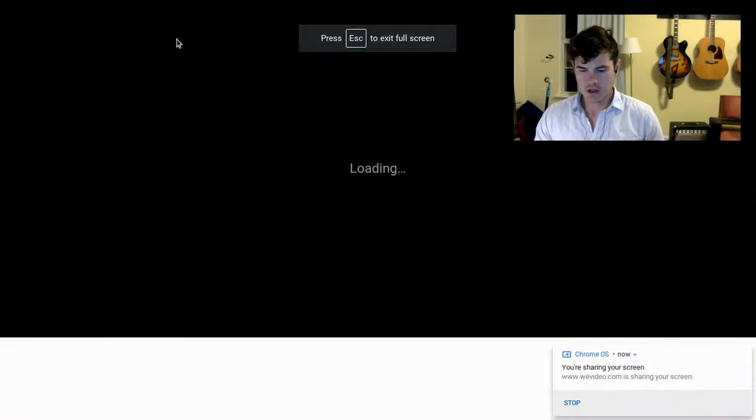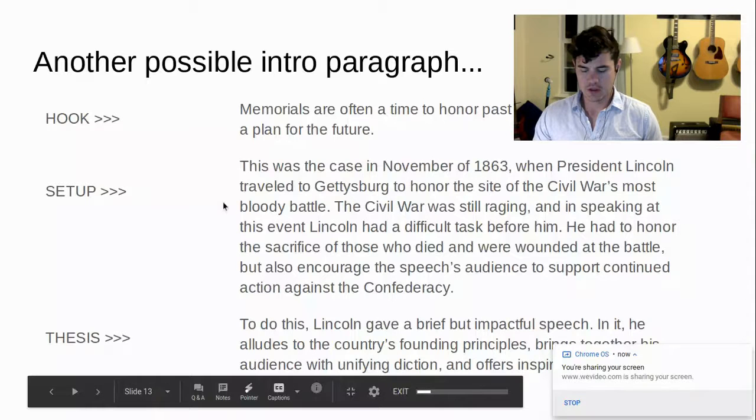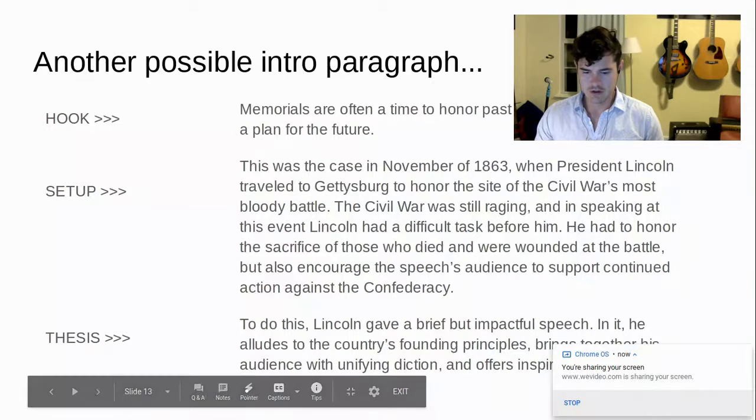All right, so let's try another one. Let's look at another possible intro paragraph. So if you go to slide 13, I do the same thing. I break down the structure of it.